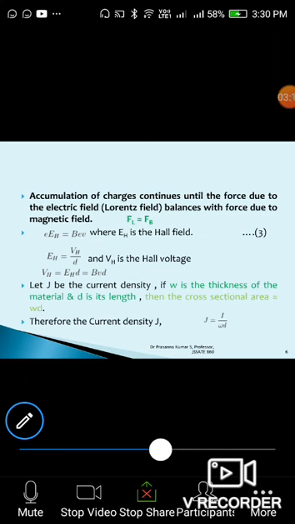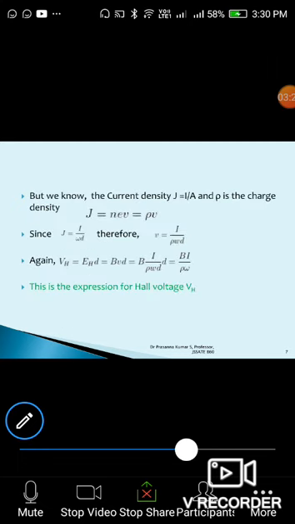From this you can get the expression for VH, that is VH is equal to EH times d, so that is equal to B v d. And using the current density expression J equal to I by A, where A becomes omega d, therefore J is equal to I by omega d. Now you have J, and you know that J is again n e v. Here n e represents the charge density rho, so J is equal to rho v. From this we can get the expression for v, that is equal to J by rho, which is I by rho omega d.